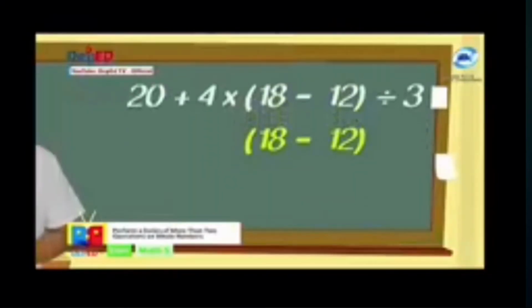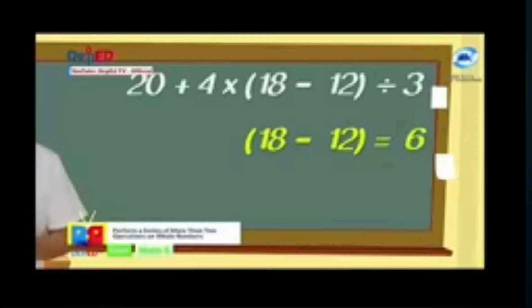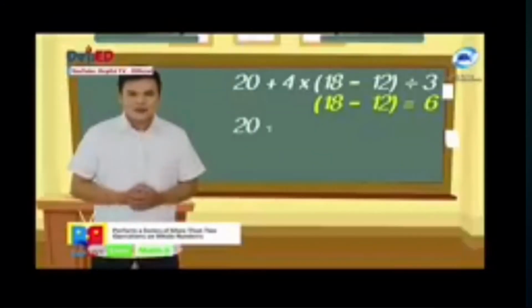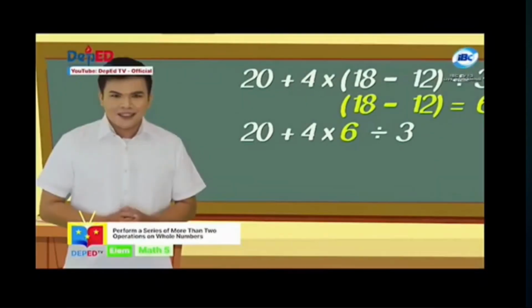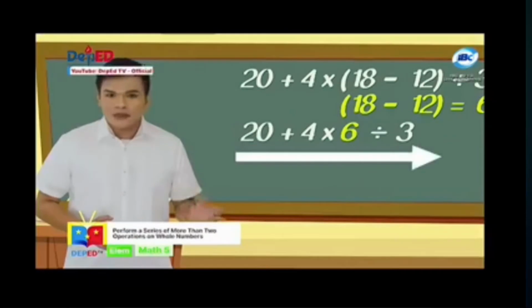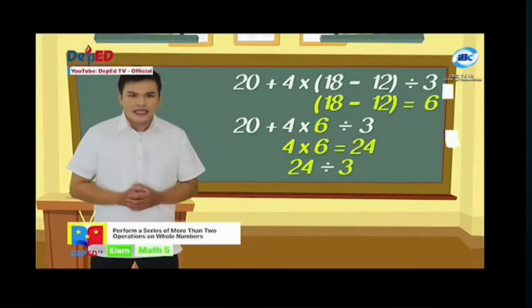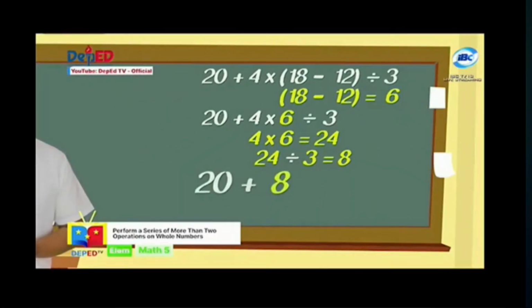And that is 18 minus 12 is equal to 6. That gives us a new numerical expression: 20 plus 4 times 6 divided by 3. Next step is to multiply or divide from left to right. That means 4 times 6 is equal to 24, divided by 3 is equal to 8. So what's left is 20 plus 8.